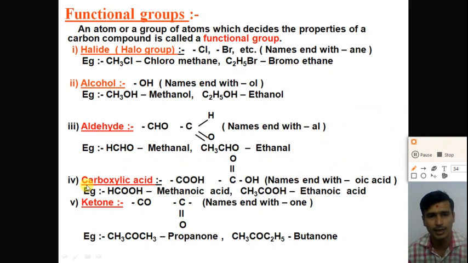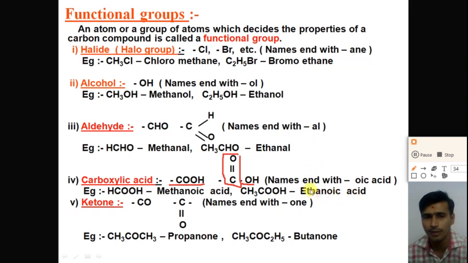So here dear student, the next functional group is the carboxylic acid. The carboxylic acid ends with C double bond O H, the name ends with C double bond OH. In this, the carbon atom makes a double covalent bond with the oxygen atom, and the carbon atom is also connected with the OH, oxygen and hydrogen atom. So the OH group is from the alcohol group, and the C double bond O group is from the aldehyde group.